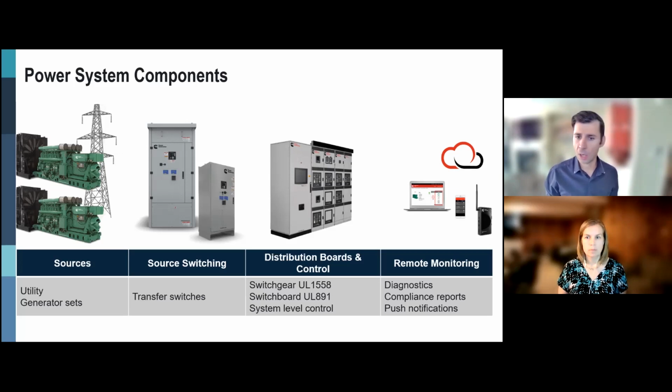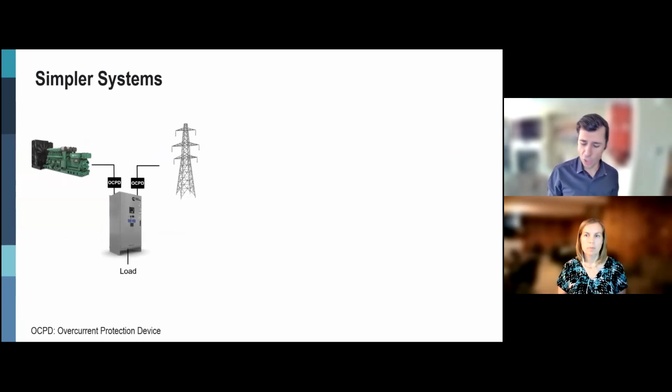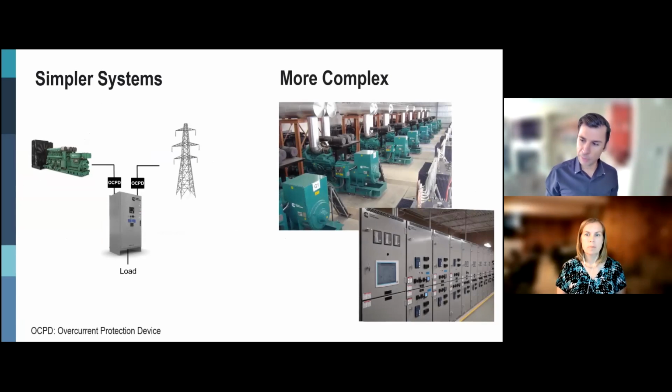We can use a few of those components to build a simpler system, such as a generator and a utility and a transfer switch. Or we can go into a very complex project that contains numerous generator sets that we're paralleling, switchgear or a switchboard, and a system level control, and entire monitoring for the entire system with complex sequences of operation, right?